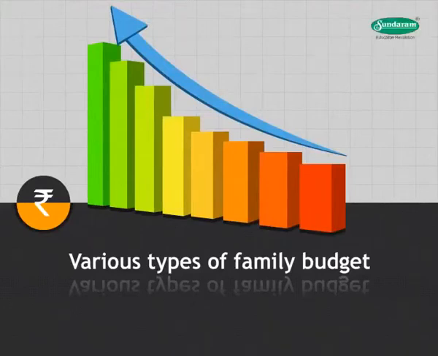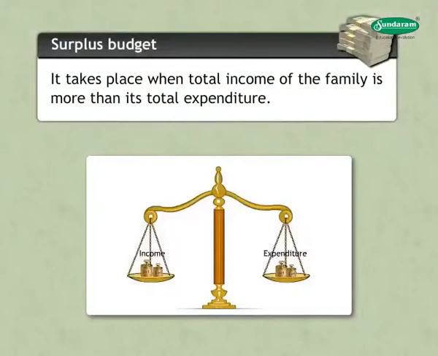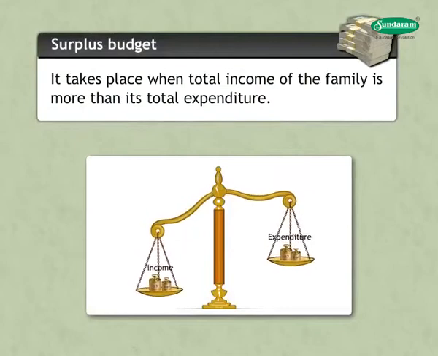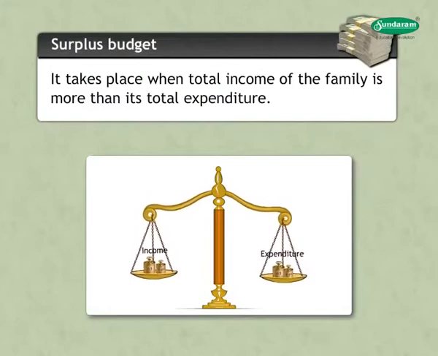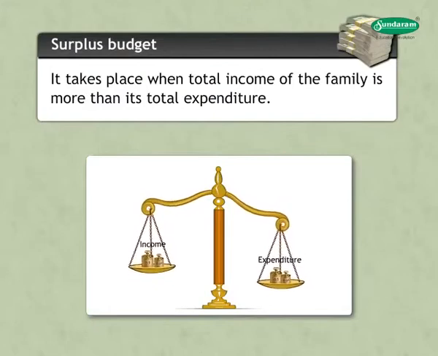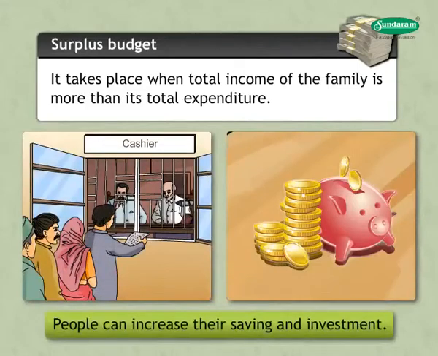Various types of family budget. 1. Surplus budget. It takes place when total income of the family is more than its total expenditure. In this case, people can increase their saving and investment.